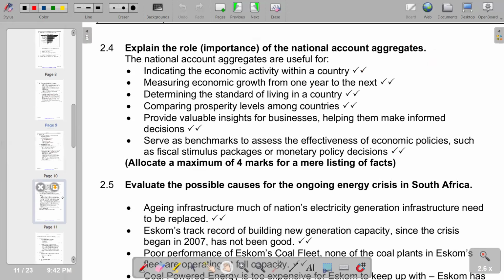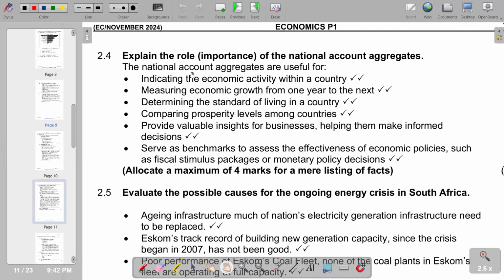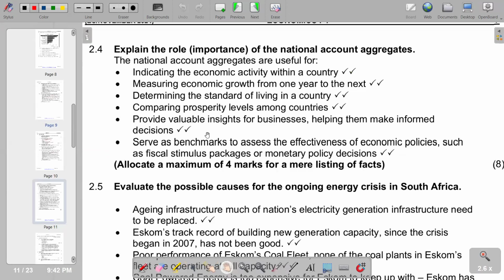So moving on to 2.4, explain the role or importance of the national income aggregates. So the national account aggregates are useful for indicating the economic activity within the country, measuring economic growth from one year to the next, determining the standard of living in a country, comparing prosperity levels among countries, and providing valuable insights for businesses, helping them make informed decisions. So those are points that we can include.